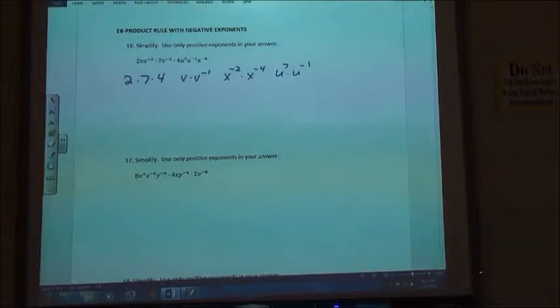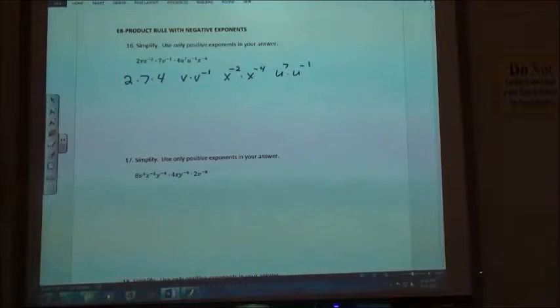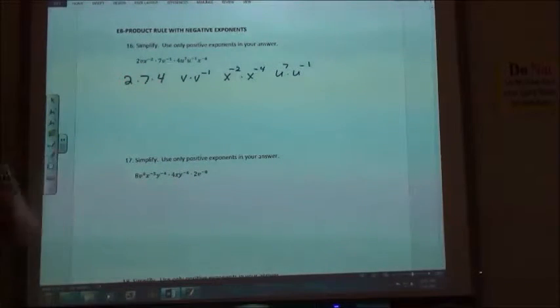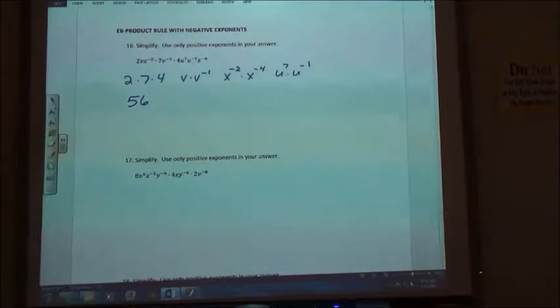So on our numbers, we're just going to multiply them. 2 times 7 times 4. Well, I have the commutative property, so I'd probably do the 2 times the 4 is 8, and 8 times 7 is 56. Or you could do 14 times 4. You get the same answer.